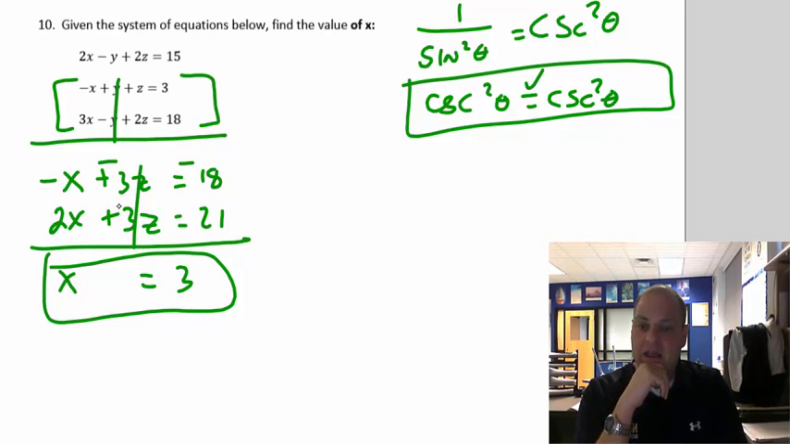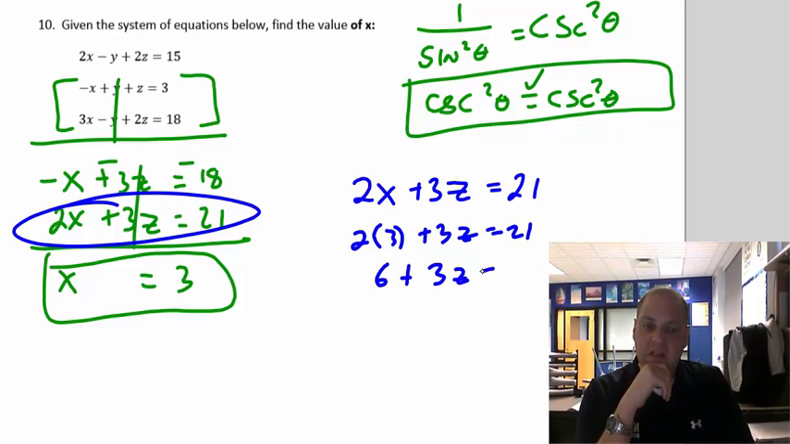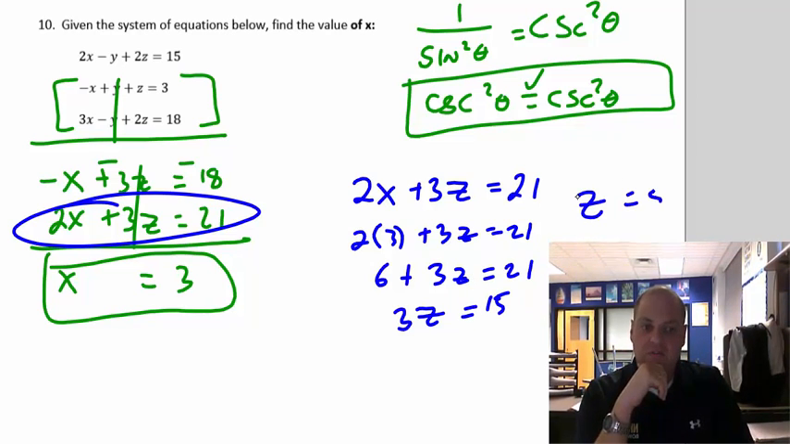I'm going to take that one right there. 2x plus 3z equals 21. Positive 21, not negative 21. And then x is 3. 2 times 3 plus 3z equals 21. 6 plus 3z equals 21. Subtract 6, 3z equals 15. So z equals 5.